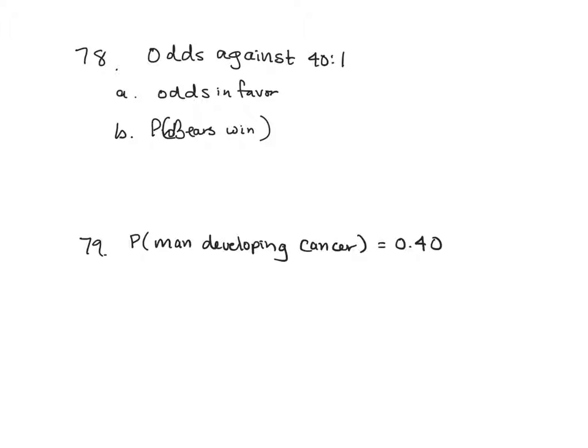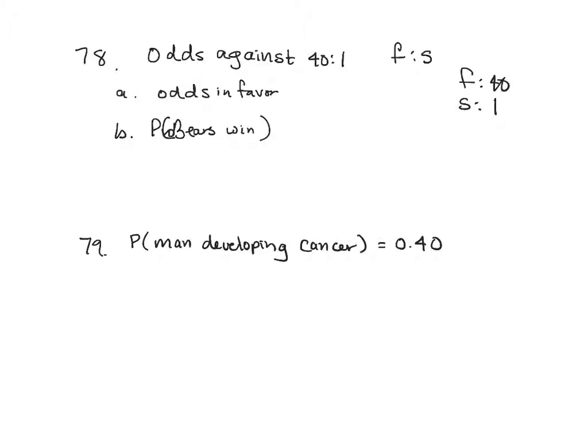Probability practice exercises 78 and 79. So as of Wednesday, December 19th, 2018, the odds against the Chicago Bears winning the Super Bowl were 40-1. So remember, odds against are failure to success. So we're saying that failure is 40, success is 1.